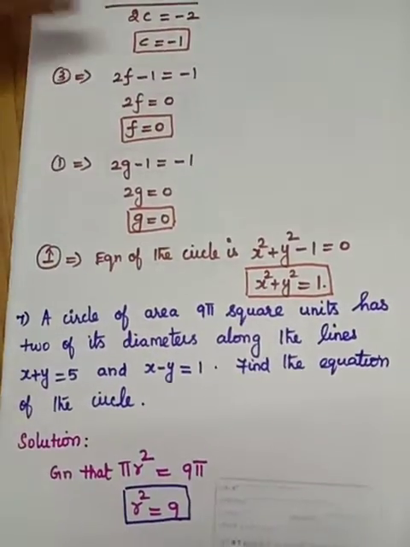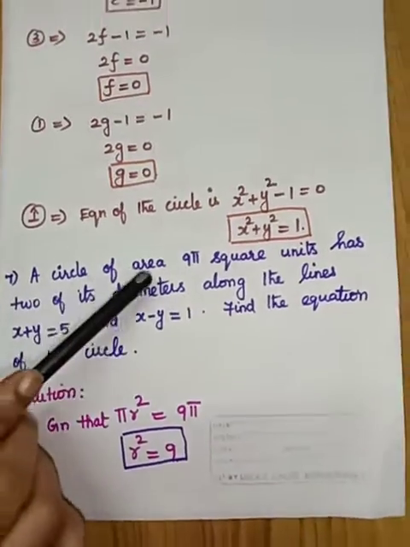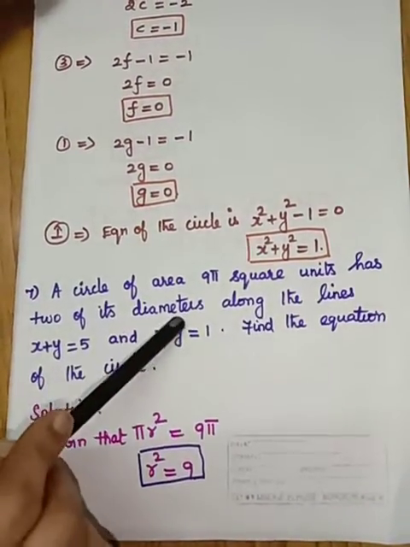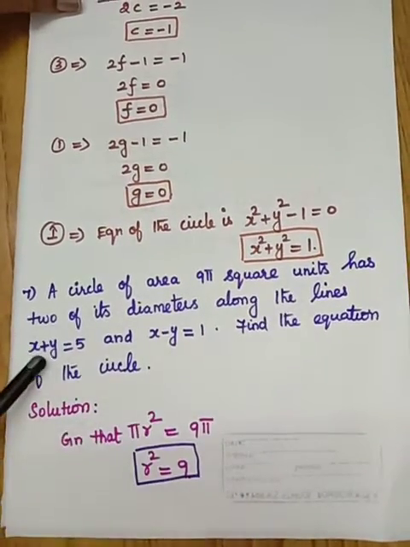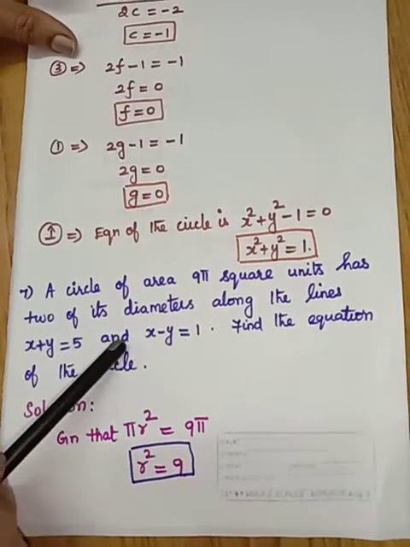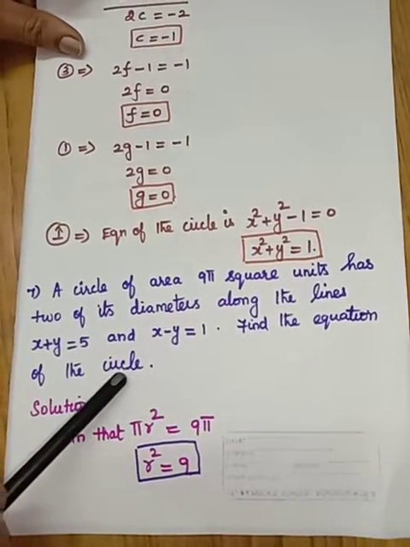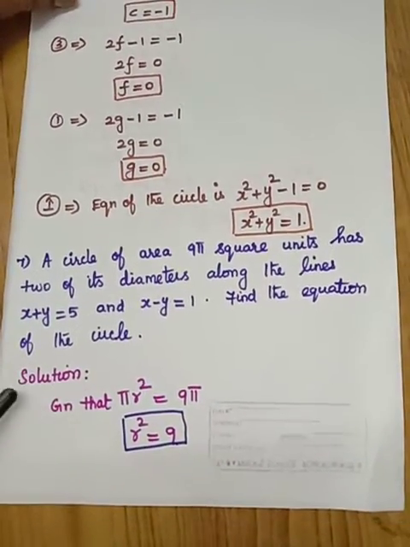See the seventh problem. A circle of area 9 pi square units has 2 of its diameters along the lines x plus y is equal to 5 and x minus y is equal to 1. Find the equation of the circle. Okay, so we'll consider the solution.